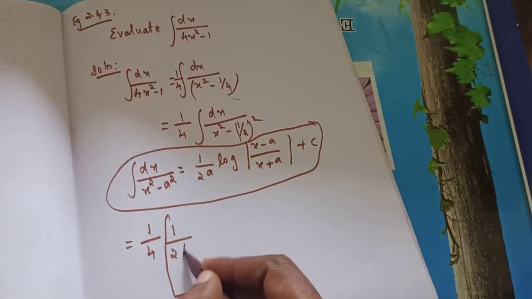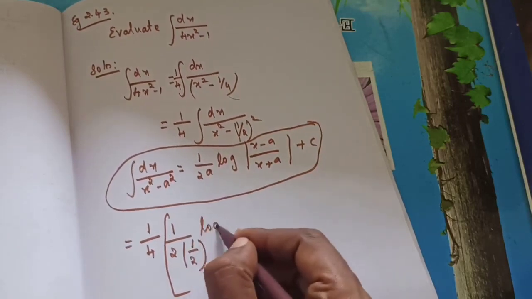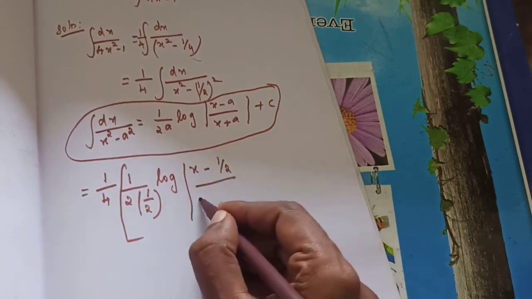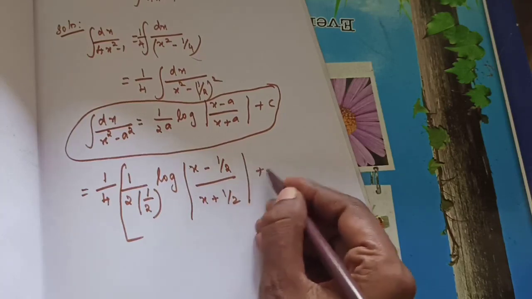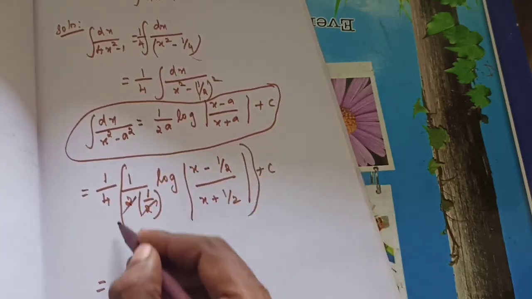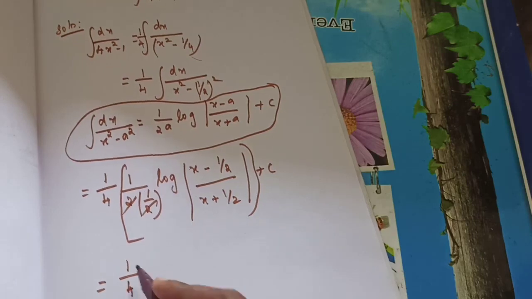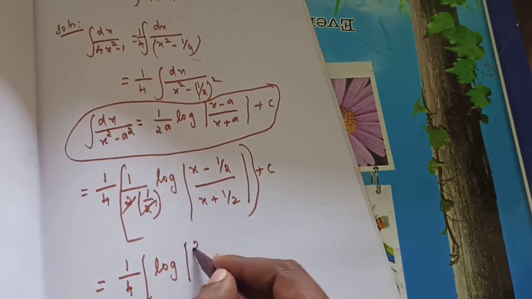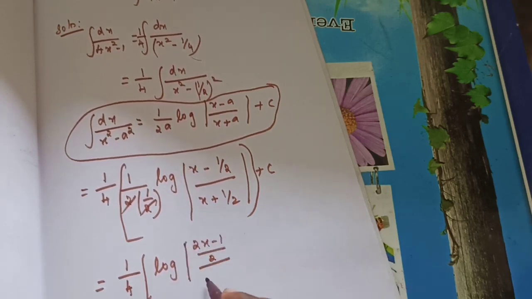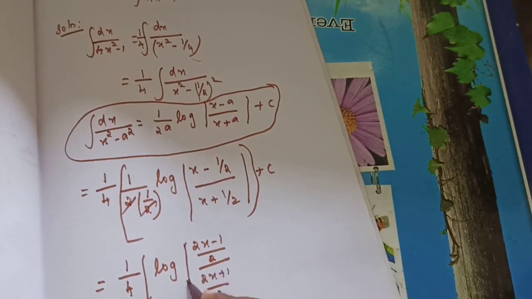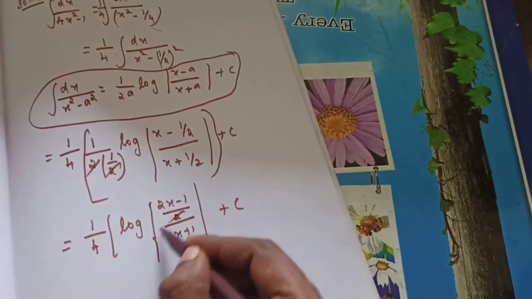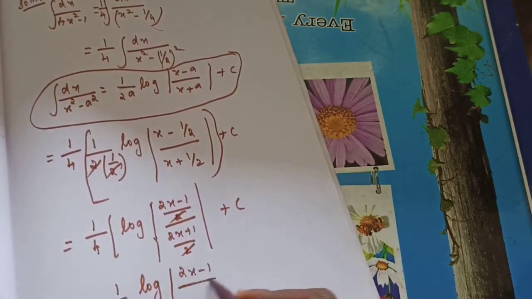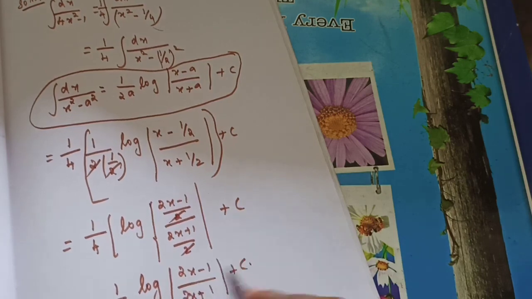1 by 2 into a value is 1 by 2 log of modulus of x minus a value, 1 by 2 divided by x plus 1 by 2, plus c. Okay, so these 2 terms will get cancelled. What's the balance? 1 by 4 into log of the LCM. Take the LCM: 2x minus 1 divided by 2, 2x plus 1 by 2. That's the LCM, so plus c. So these 2 terms will get cancelled. So 1 by 4 into log of modulus of 2x minus 1 divided by 2x plus 1, plus c.